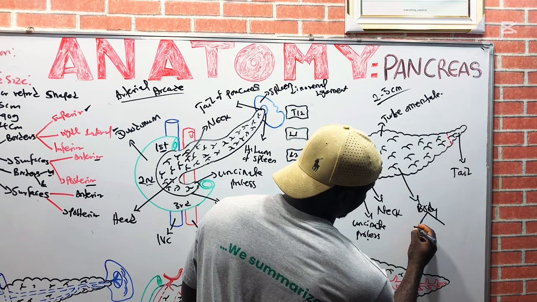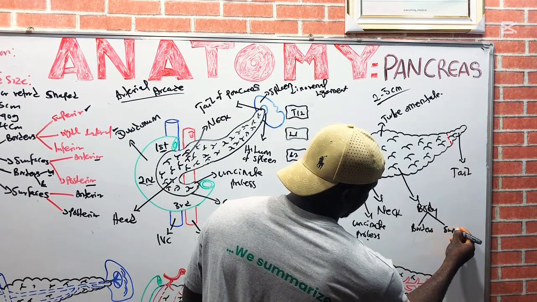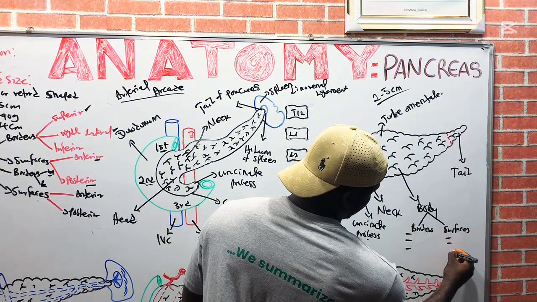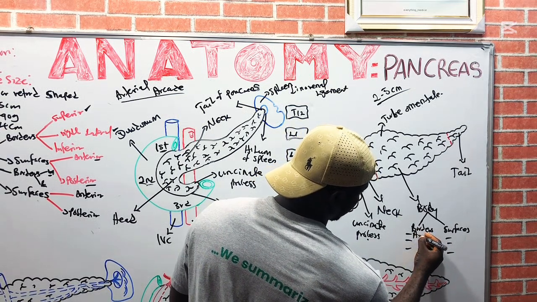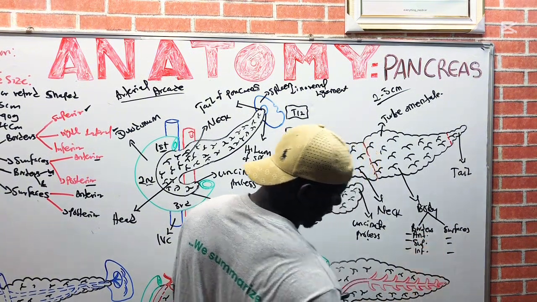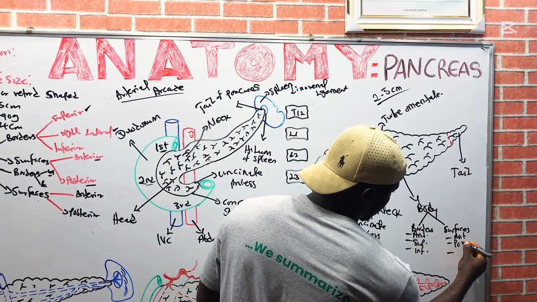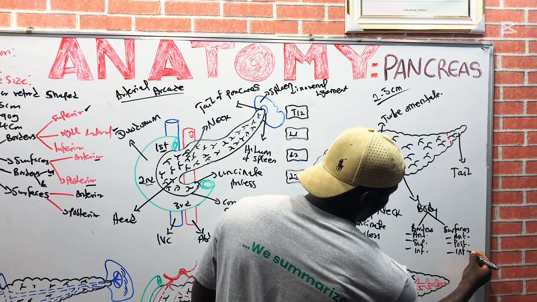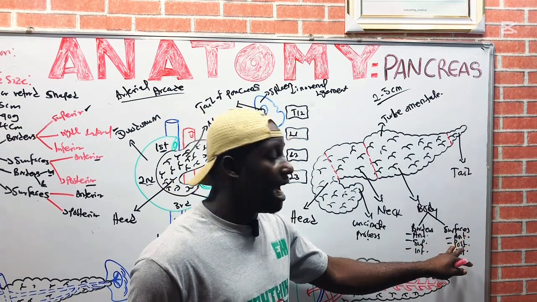On the area of borders and surfaces, it has an anterior border, superior border, and inferior border. On the surface, it has an anterior surface, posterior surface, and inferior surface. So this is how their borders and surfaces are being fashioned.